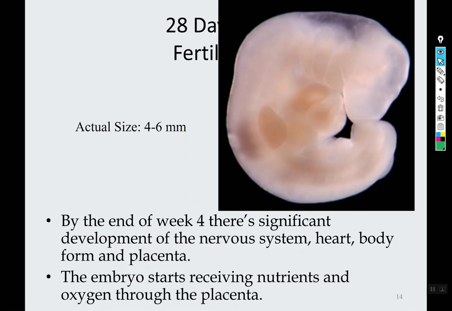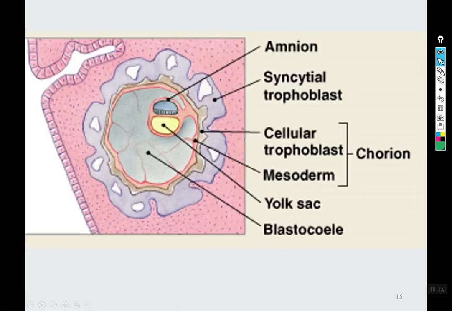All right, so about 28 days after fertilization or so, we've got a larger embryo with more recognizable parts. So we've got pharyngeal gill arches and limb buds, and you can see somites, which are blocks of tissue which will become the spinal column. So the embryo begins to receive nutrients and oxygen through the placenta at this point.